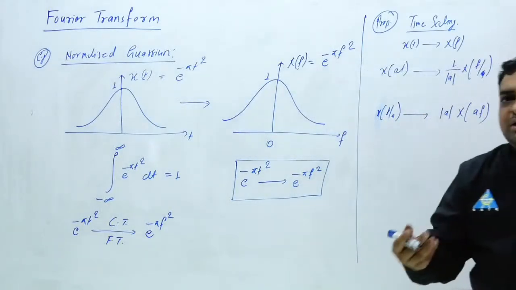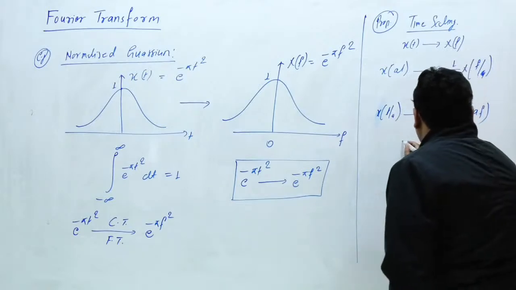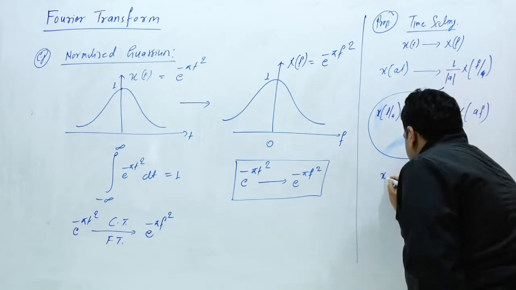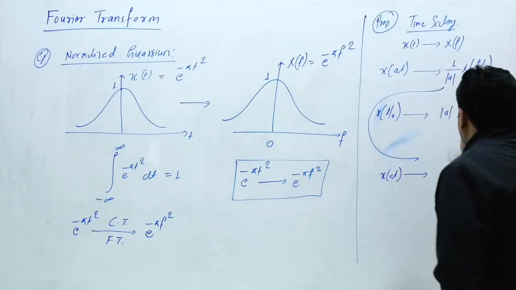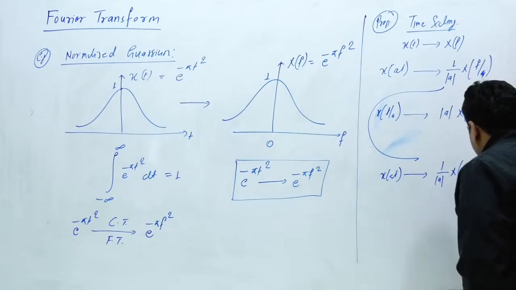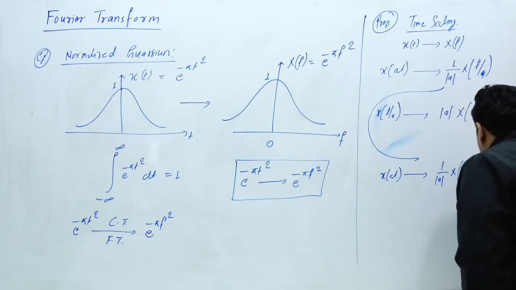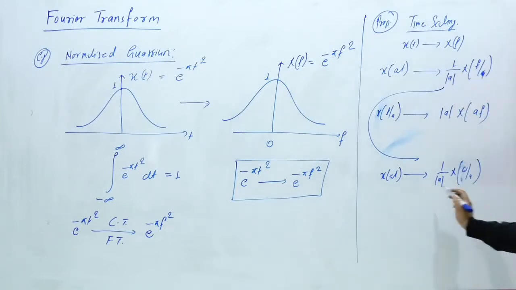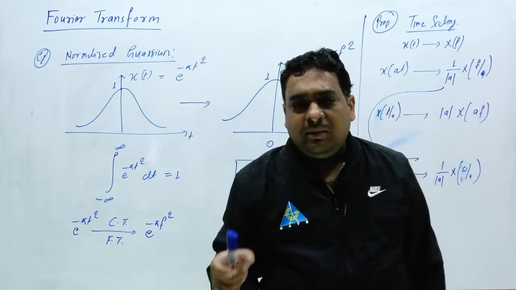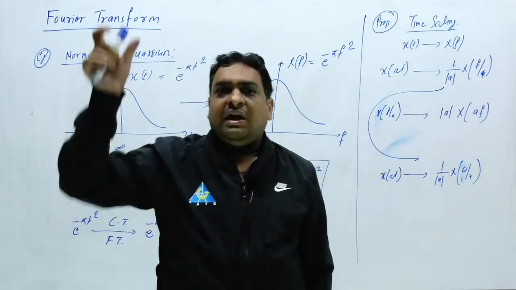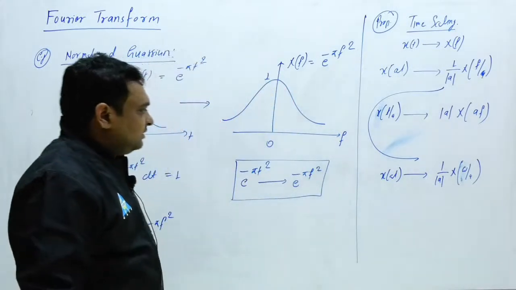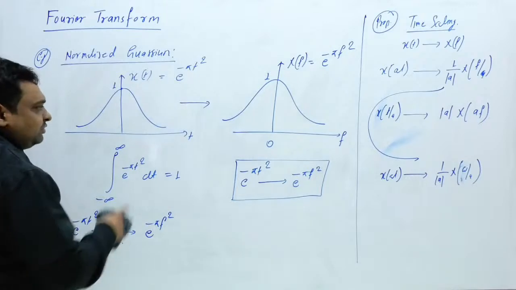And what will it be in the omega domain? You can also write this in the omega domain. So x of at, what is the Fourier transform? This is 1 upon mod a times X of omega by a. So either you can write in the f domain or in the omega domain. Again, I am telling you, you should create a table, and in one column write all the properties in the frequency domain, and in another column write all the properties in the omega domain. Clear?